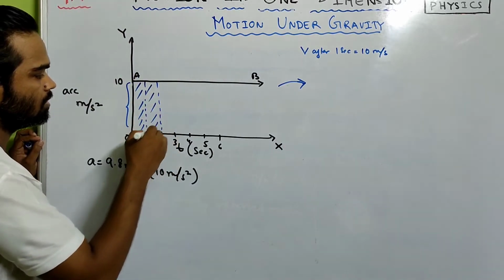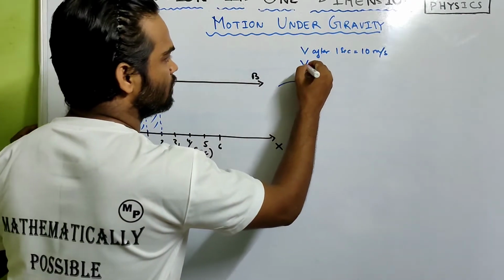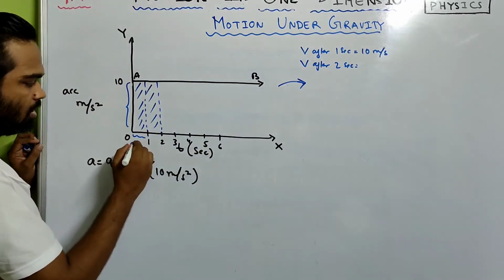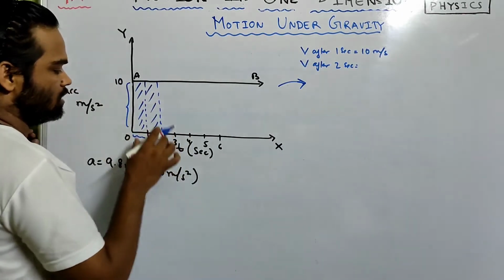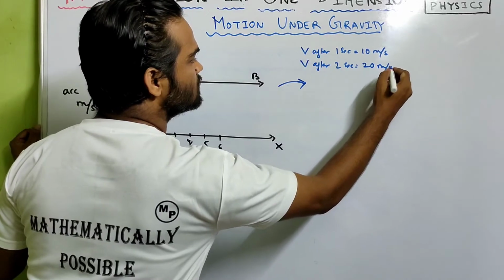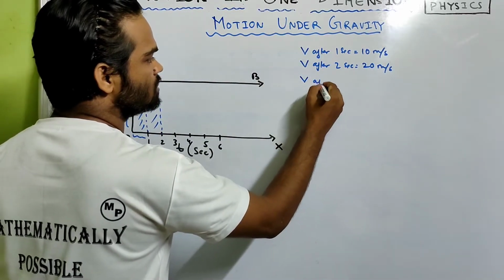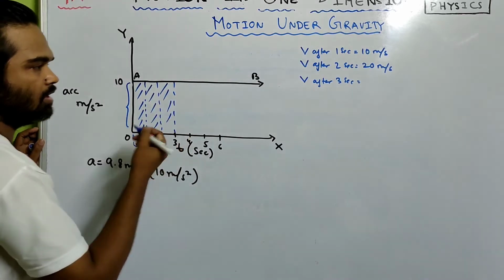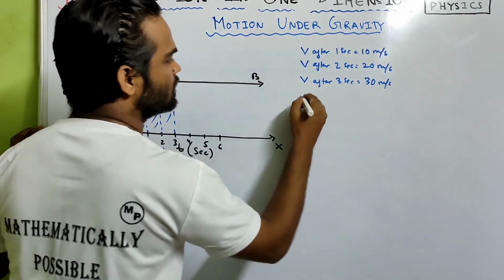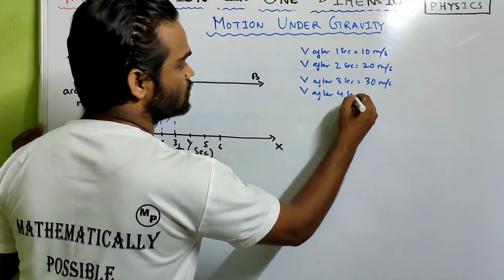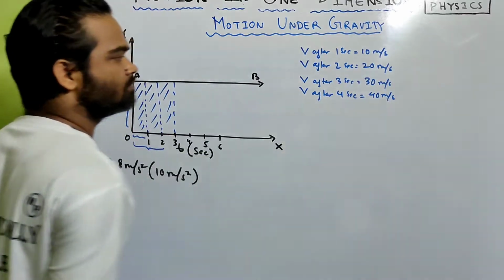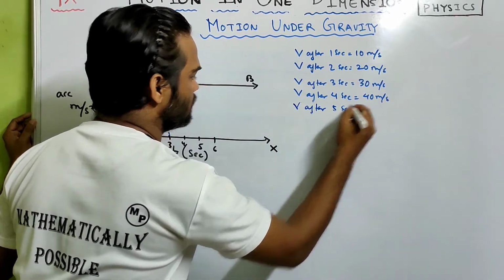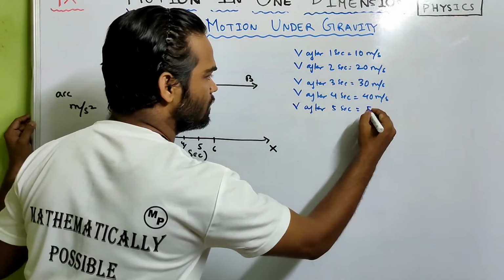Velocity after 2 seconds, again the area is length, which is 10, and breadth is now 2, so 10 into 2 is 20 meter per second, isn't it? Velocity after 3 seconds, again look over here, same, 10 into 3, that's 30 meter per second. Velocity after 4 seconds, 40 meter per second. Velocity after 5 seconds, will be again 5 into 10, that's 50 meter per second.